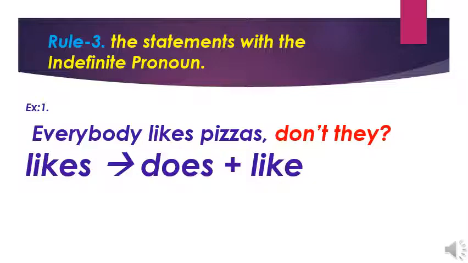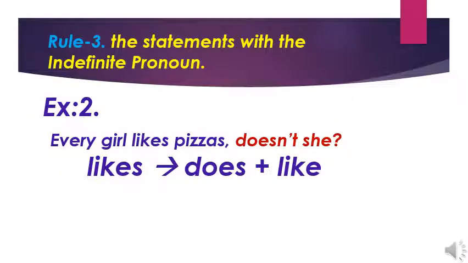This is a positive statement. Make it negative, don't, and we are supposed to take the personal pronoun they. So, the tag is don't they. Now, the answer is everybody likes pizzas, don't they? For the second example, every girl likes pizzas. In this, every girl is not an indefinite pronoun, but it is a personal pronoun. That's why I am using the first rule.